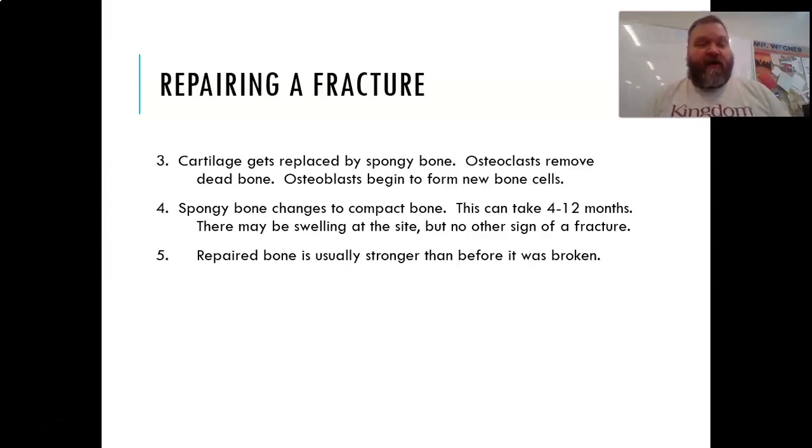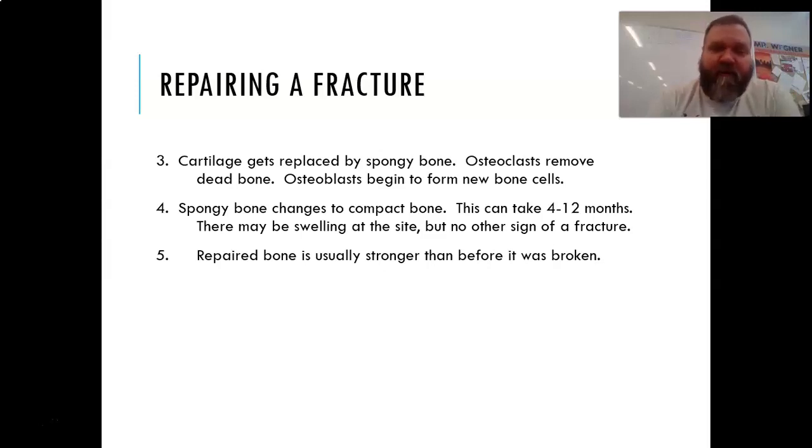Cartilage gets replaced by spongy bone. Osteoclasts, those are the destroyers, remove the dead bone. And osteoblasts, remember those are the bone builders, begin to form new bone cells. Spongy bone changes to compact bone. It can take 4 to 12 months. There may be swelling at the site, but there's usually no other sign of a fracture.